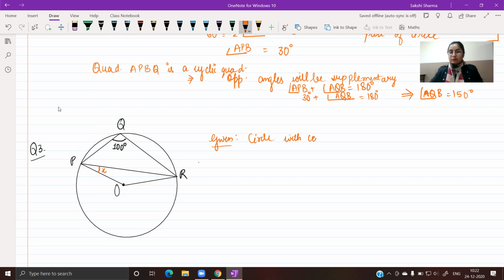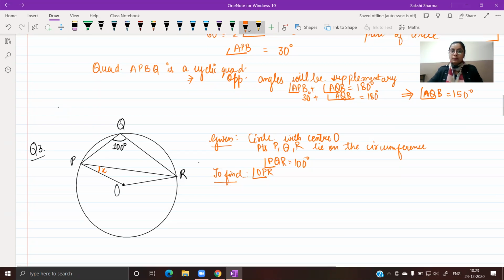So I've been given a circle with center O. You can write down points P, Q, R lie on the circumference. Along with that, angle PQR is given as 100 degrees. I want to find out angle OPR. There will be a few things we will be doing in this question. That's correct. We can apply the degree measure theorem.